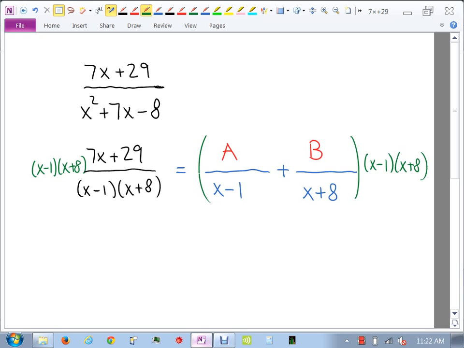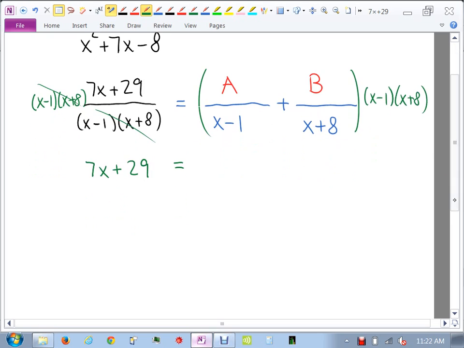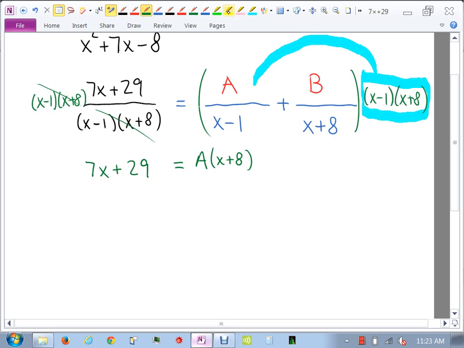What will happen on the left side? It'll be just the numerator, right? 7x plus 29 equals. On the right side, when I take this x minus 1 times x plus 8 and distribute it through here, the x minus 1's cancel. I'm left with the A and x plus 8 next to it. When I take that x minus 1 times x plus 8 and distribute it to this one, the x plus 8's cancel, and you're left with what? B times x minus 1. Any questions?